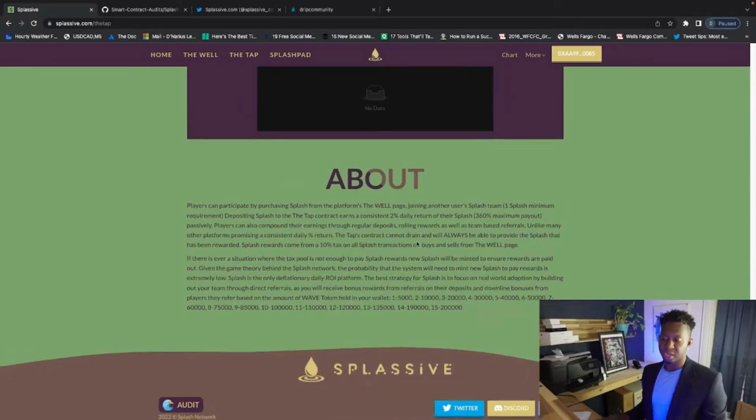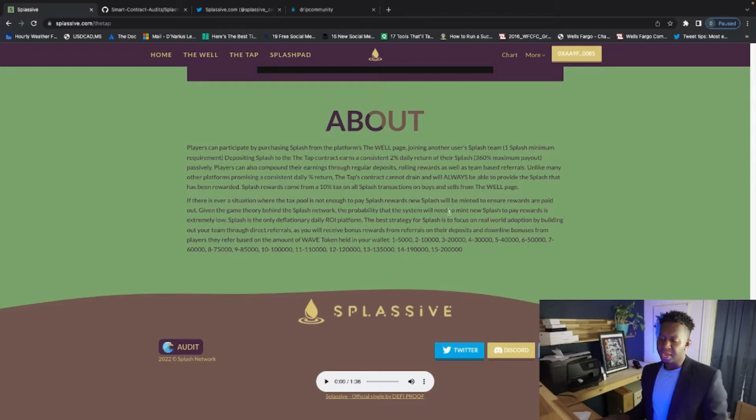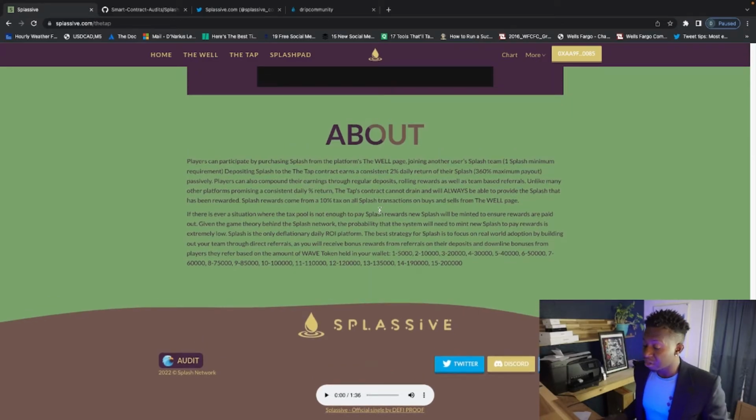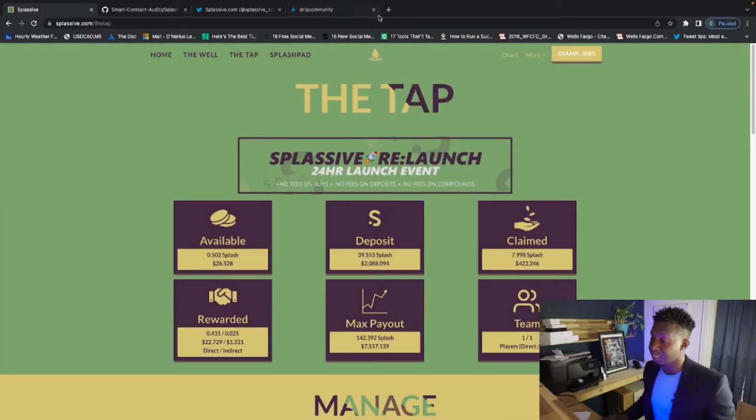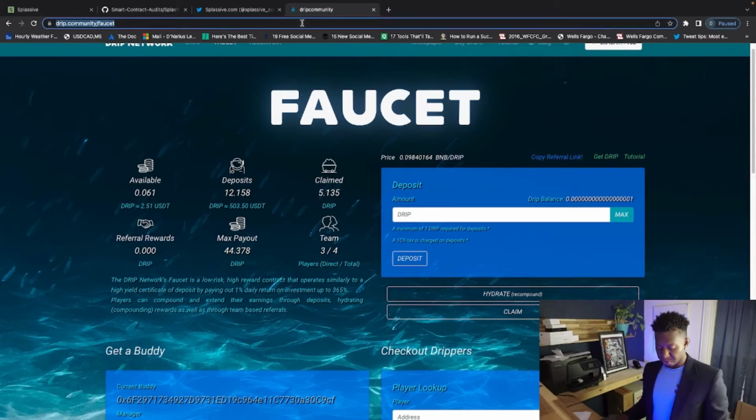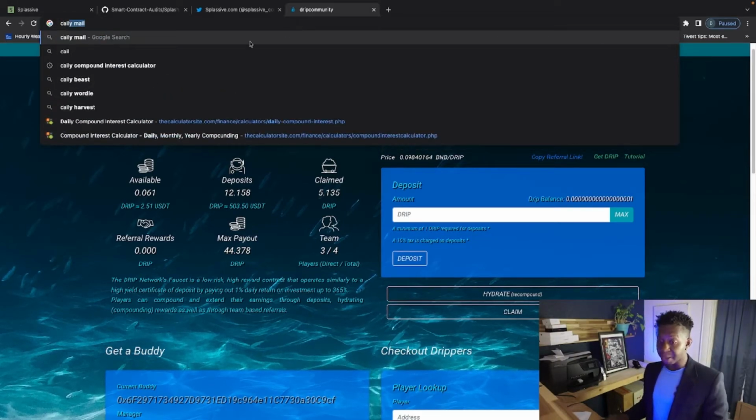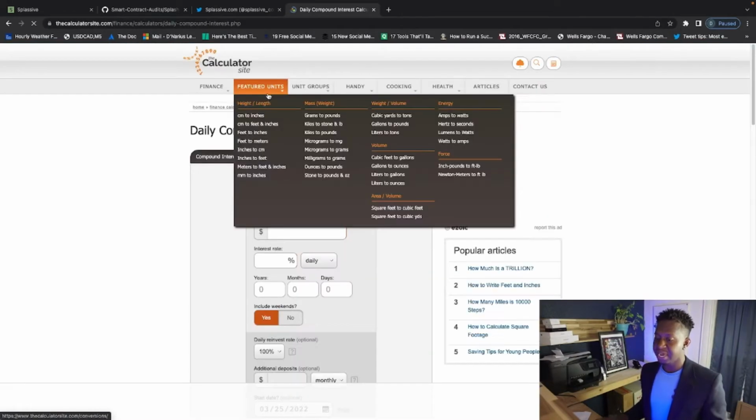This is how you check the team tools and everything. You come down to the bottom. If you aren't familiar with SPLASSIVE or with DRIP, I know there are a lot of new people in this ecosystem, but you come and do your research down at the bottom. You can understand how this is a really unique protocol. Again, 2% daily ROI, and the fun thing about this is the compounding. The daily compounding is what makes this really interesting.